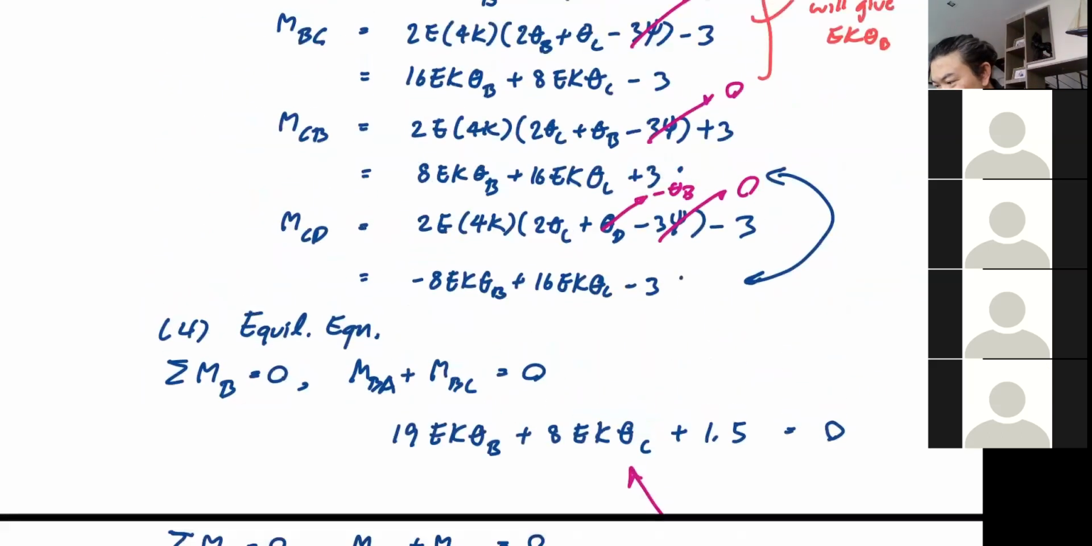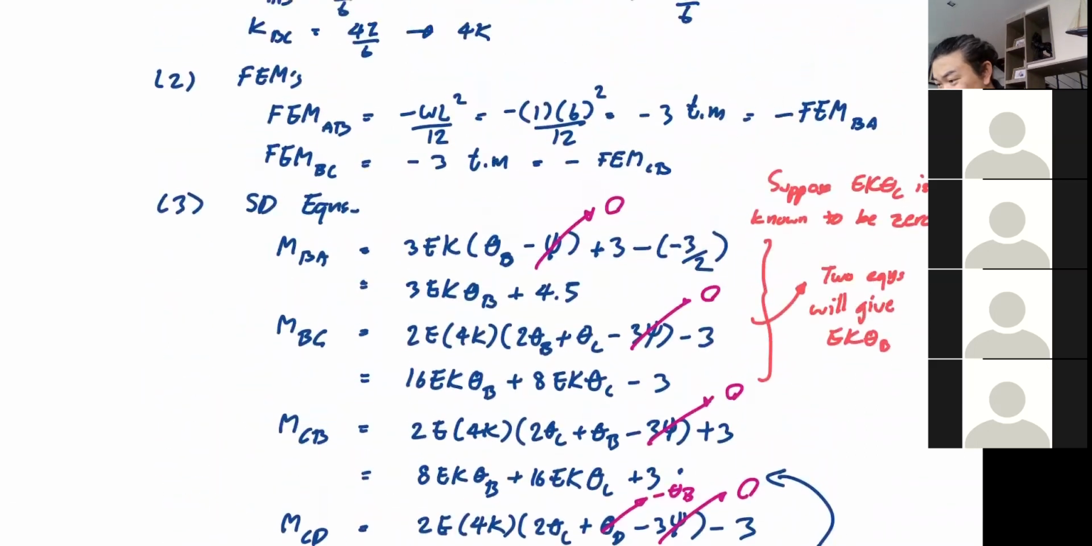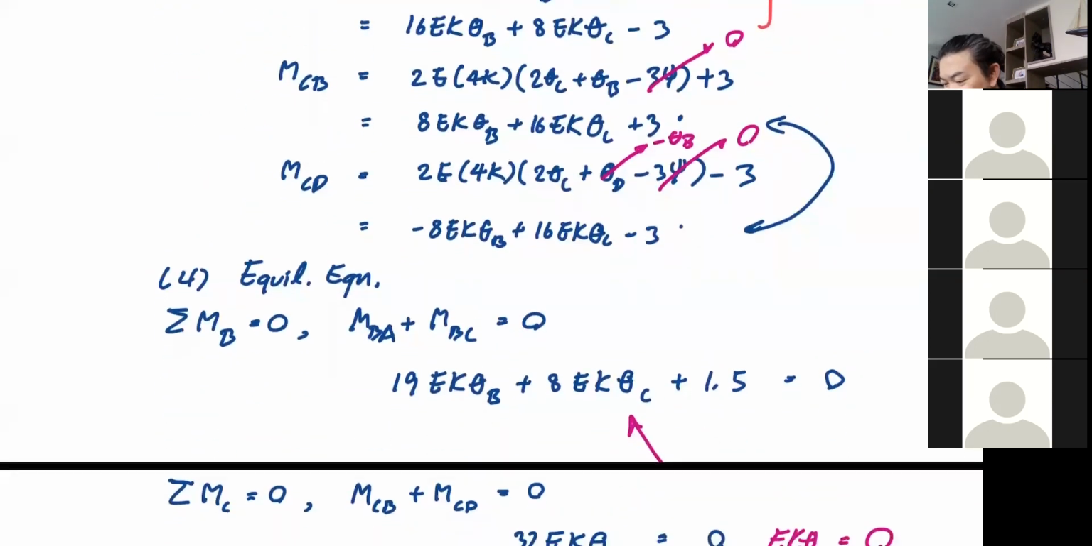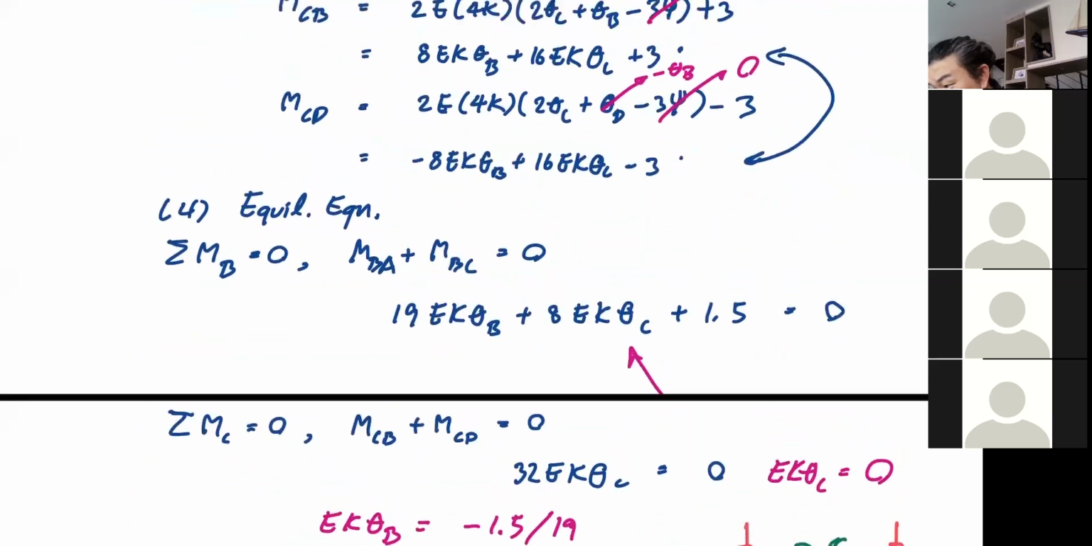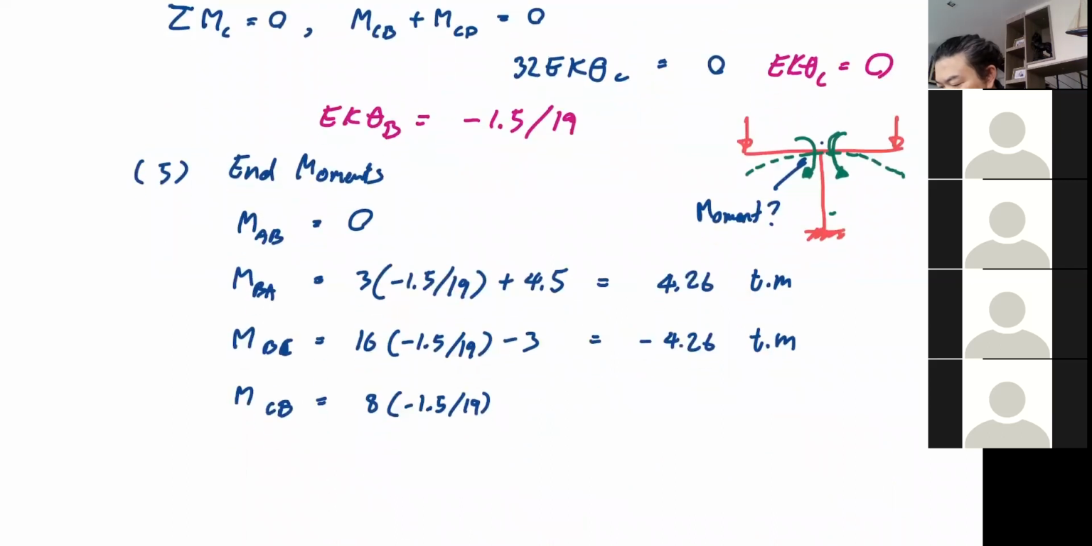So MCB now. Remember we need that because that's a mid-span moment. 8 EK theta B plus 3. How much is that? 2.37, yes.